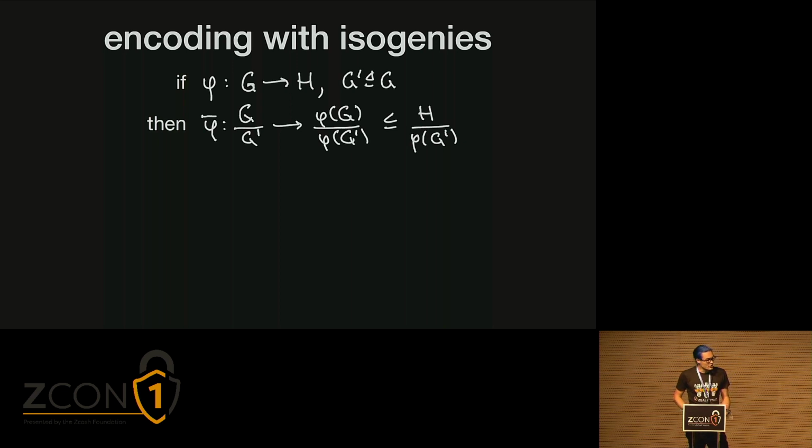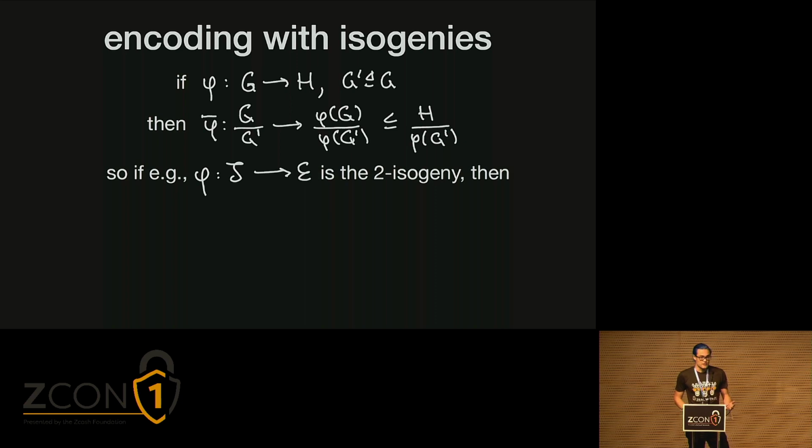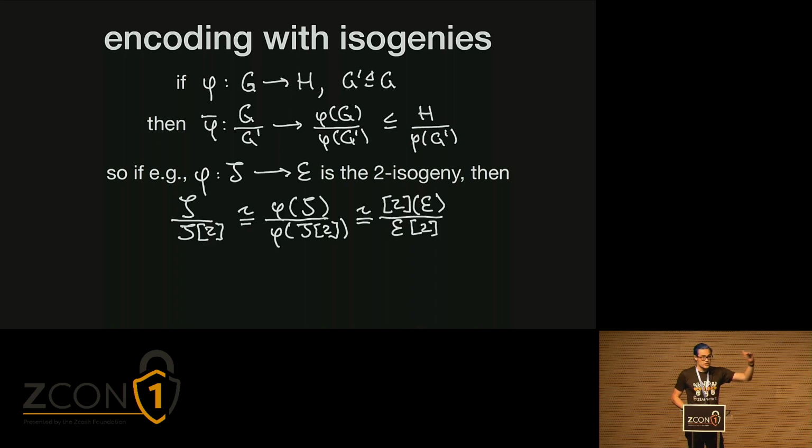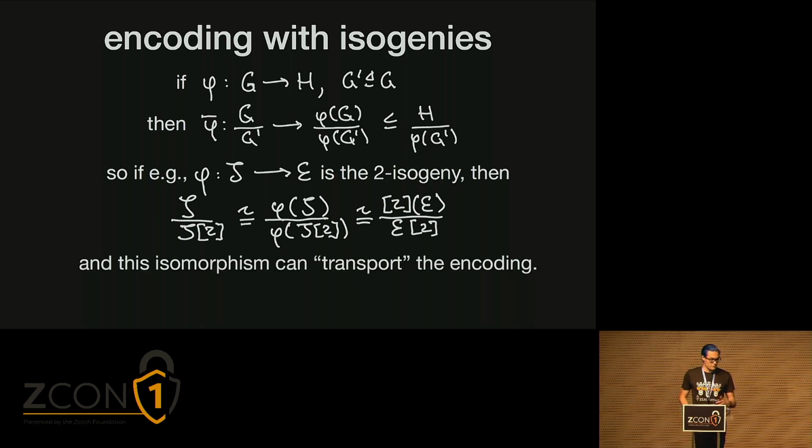Why is that useful? Well, for example, if phi is one of the isogenies from that graph, suppose it's the one that transports you from the Jacobi quartic to the Edwards curve, then we know that J mod J2 is going to be isomorphic to phi of J mod phi of J2, and it turns out that that's going to be isomorphic to 2E, which is all of the points on E that are doubles of some other point, mod that curve's 2 torsion. And the point is that this isomorphism is going to transport the encoding.